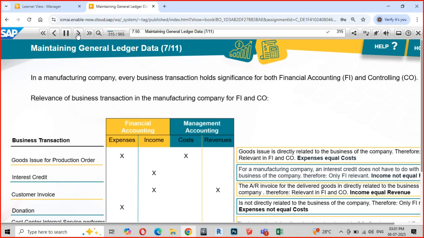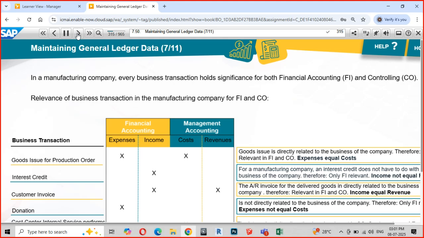So, if at all, we spoke about the integration between modules. Now, this is typically an example of how the finance module is talking to the CO module. So this starts from the way you design your general ledger accounts.